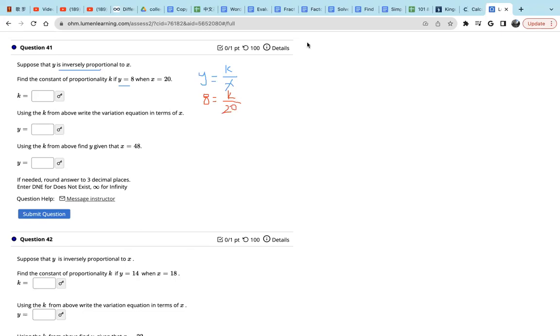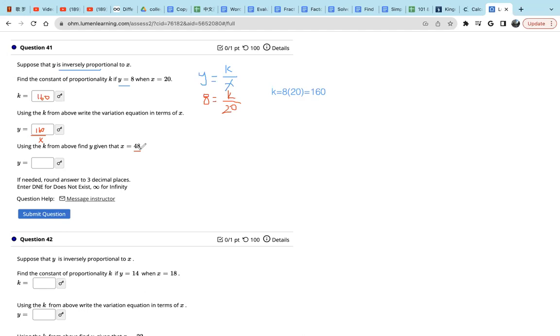So k equals 8 times 20, which is 160. So we can write, so k is 160. I'm going to write the equation as y equals 160 divided by x.